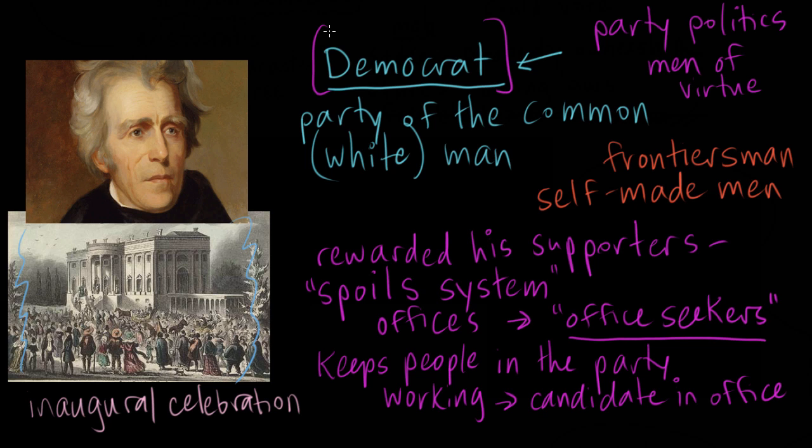And this party system was cemented by 1832, when Jackson was reelected, when they held a national nominating convention. This sounds very familiar to us today. And put out an official party platform.